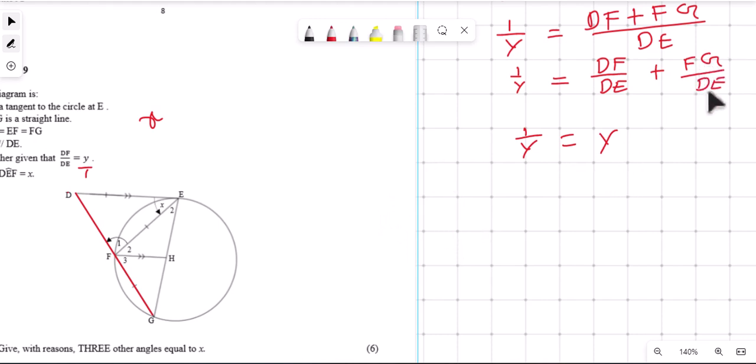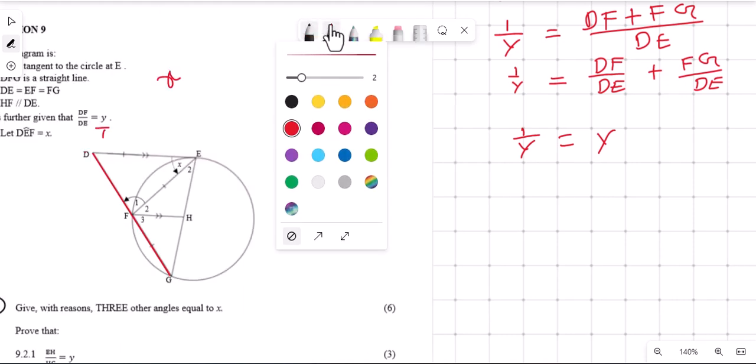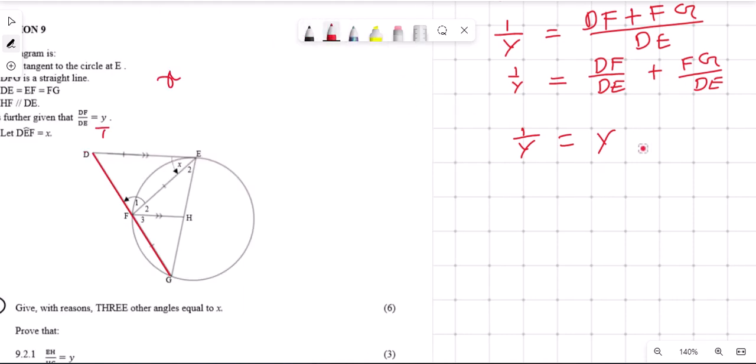So FG over DE, let's see. FG over DE, they are equal. FG and DE are equal. Okay, so this is good news. So it means this is plus DE over DE. Is that correct? Yes.